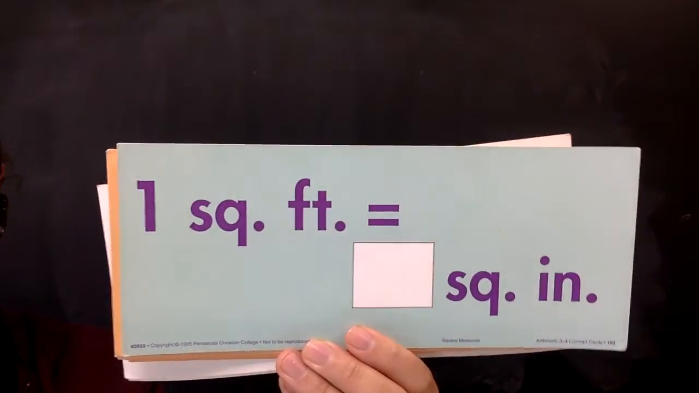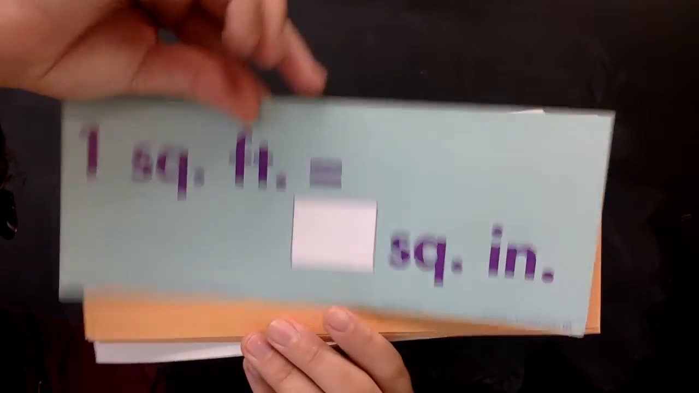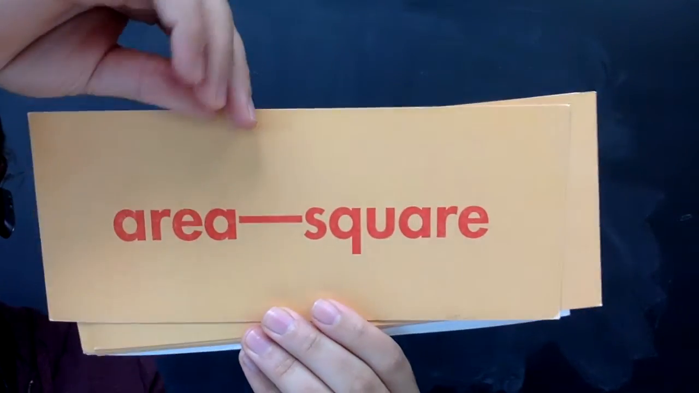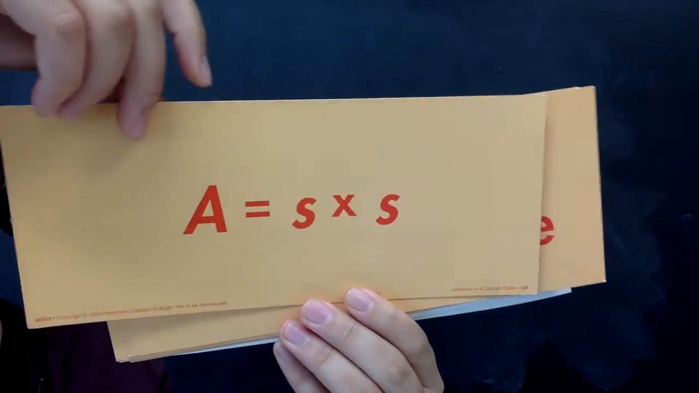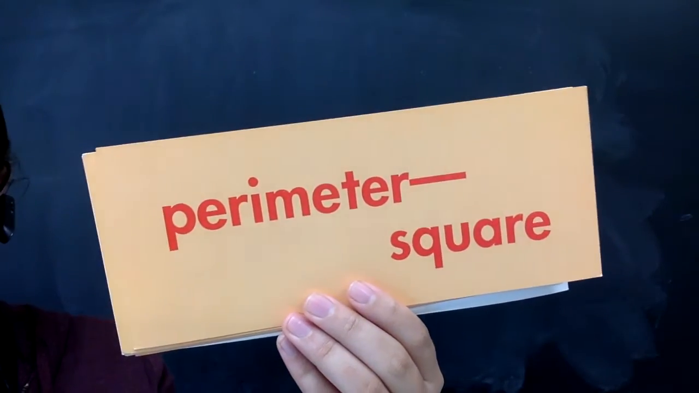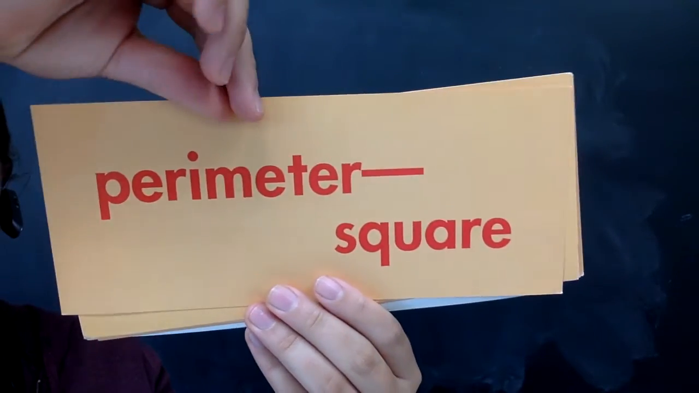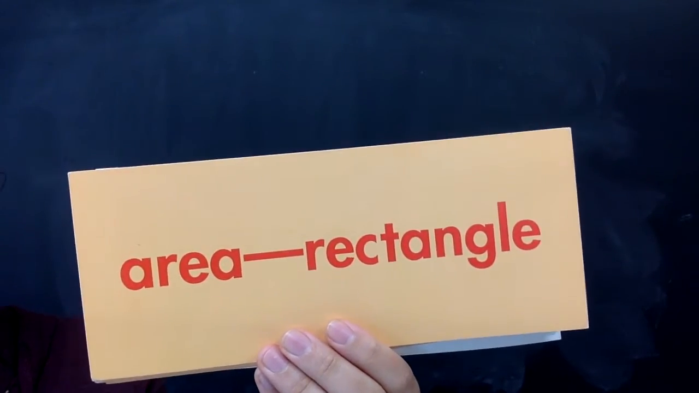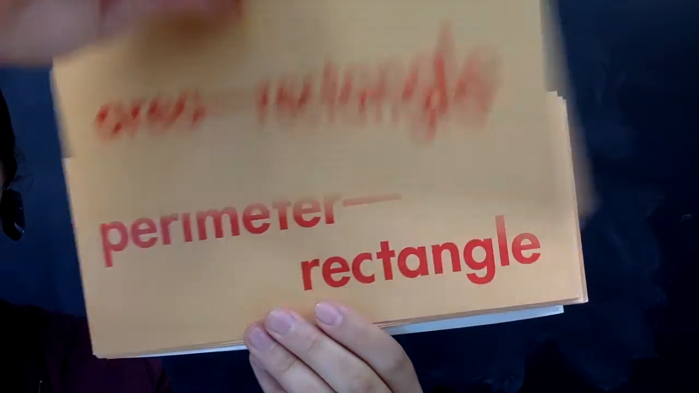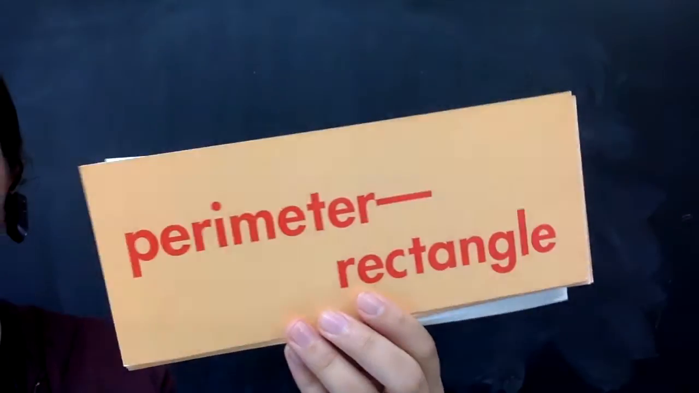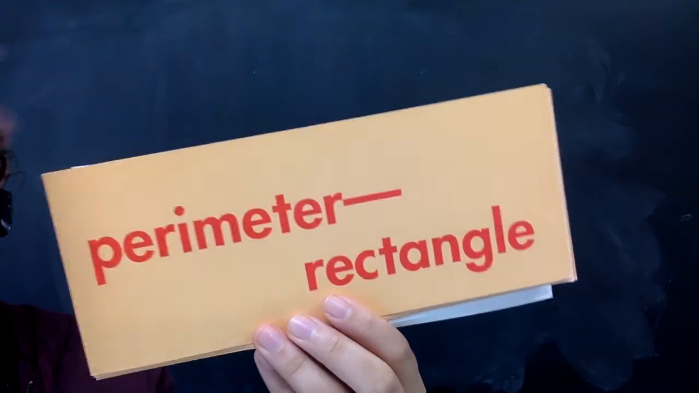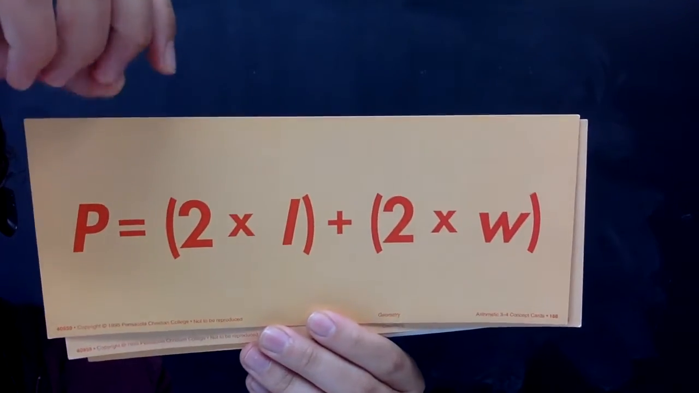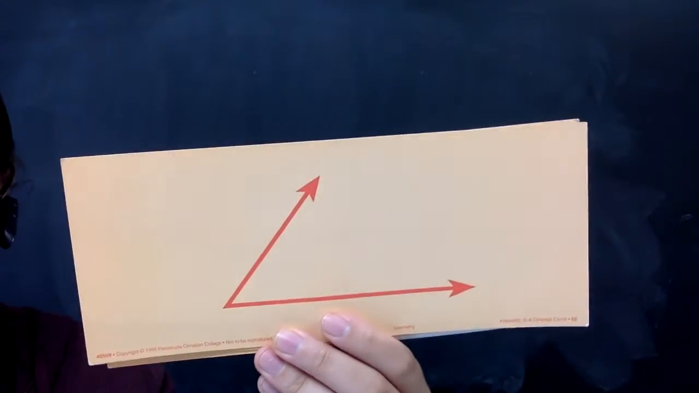9. 1 square foot equals how many square inches? 144. What is the formula for finding the area of a square? A equals S times S. Formula for finding the perimeter of a square. P equals 4 times S. Formula for finding the area of a rectangle. A equals length times width. Formula for finding the perimeter of a rectangle. P equals, in parentheses, 2 times L plus, in parentheses, 2 times W.